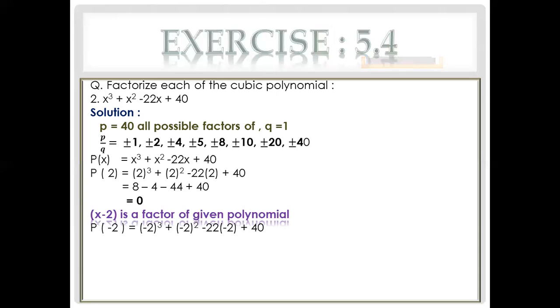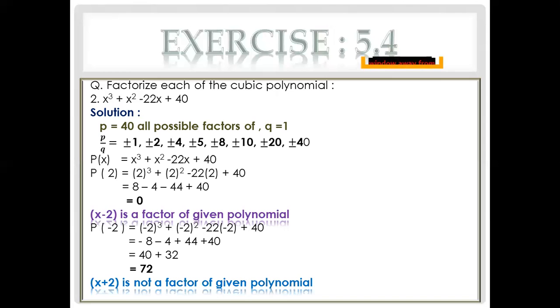Now we put minus 2. This is the turn of minus 2. We check whether minus 2 satisfies the polynomial or not. After putting the values, we replace x with minus 2. We see that 72 is the remainder. It means that x plus 2 is not a factor of the given polynomial. Now we come to the other number.